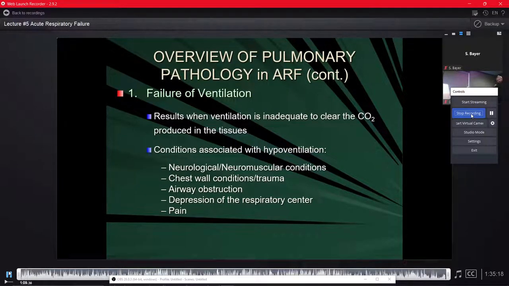Let's start with failure of ventilation. When we say the word ventilation, what I want you to think is adequate clearance of the CO2. When the tissues are producing energy, we have a byproduct: we've consumed oxygen, and we now have carbon dioxide that we need to get out of the body. It leaves the cell, goes back in through the capillaries into the venous system, back through venous circulation to the heart, then the pulmonary vasculature, and out through the lungs. So when I say we have failure of ventilation, what we have is an inability to get out of the body the CO2 that has been produced in the tissues.